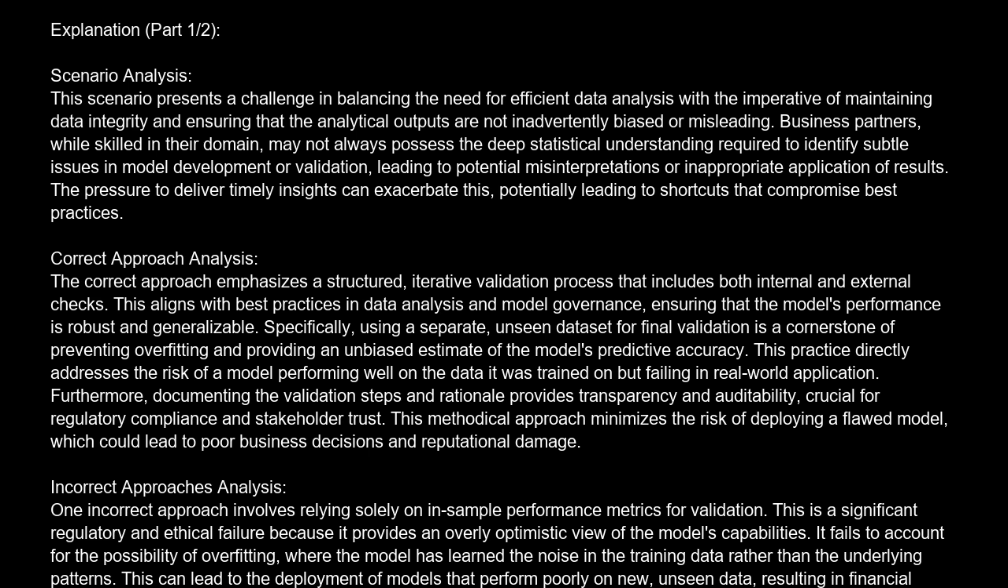One incorrect approach involves relying solely on in-sample performance metrics for validation. This is a significant regulatory and ethical failure because it provides an overly optimistic view of the model's capabilities.